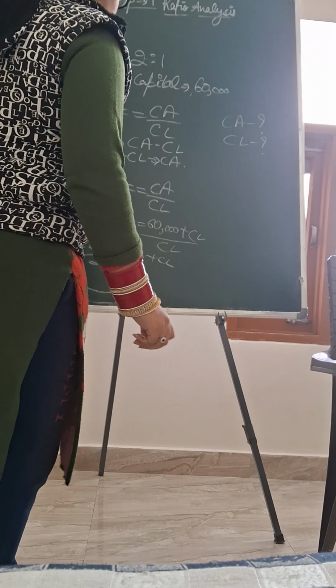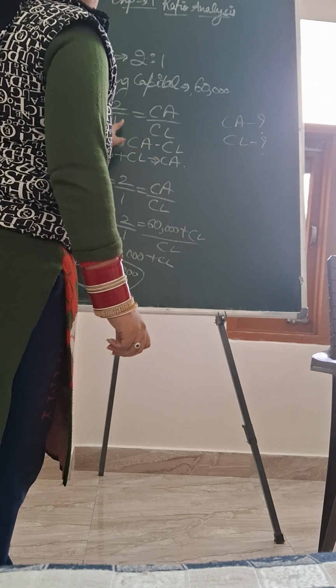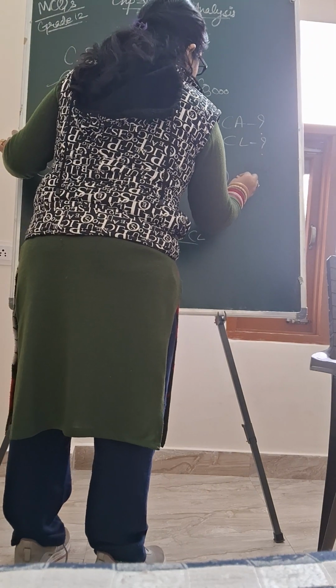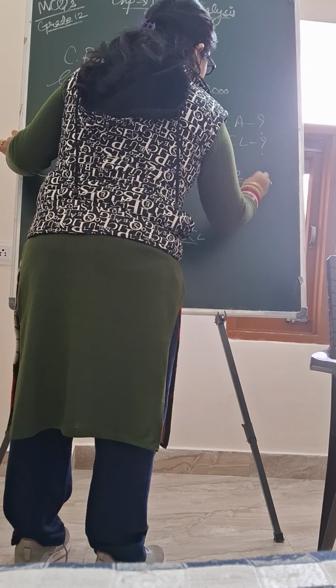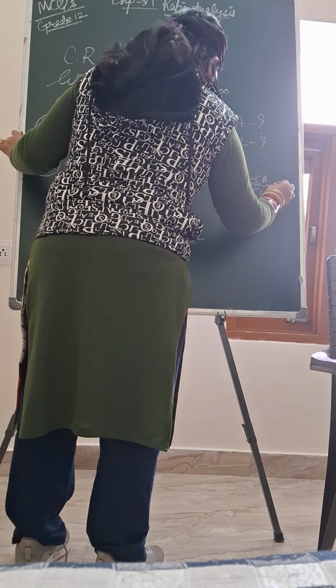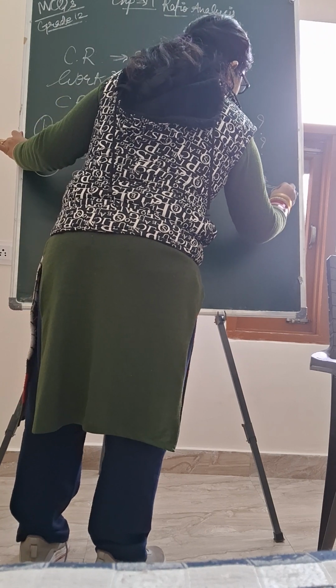Second answer we will get. So we will compute the value in this equation, although we can do it already. 2/1 current assets over current liabilities. Current liabilities is how much? 60,000.